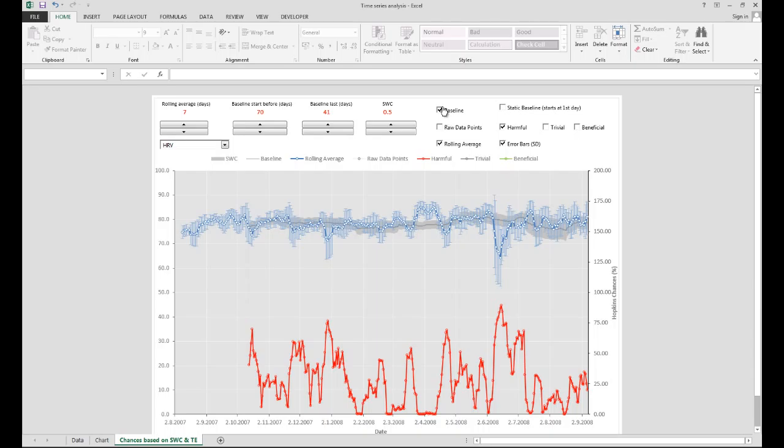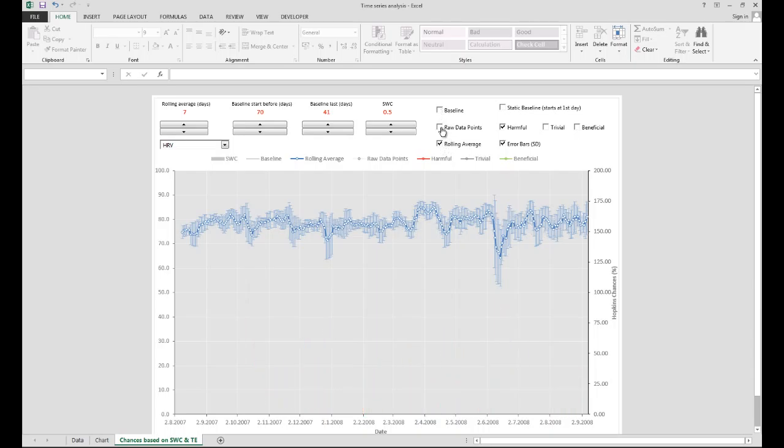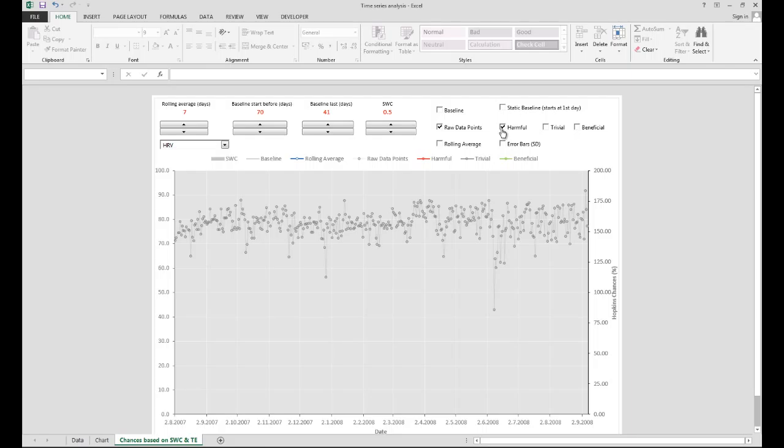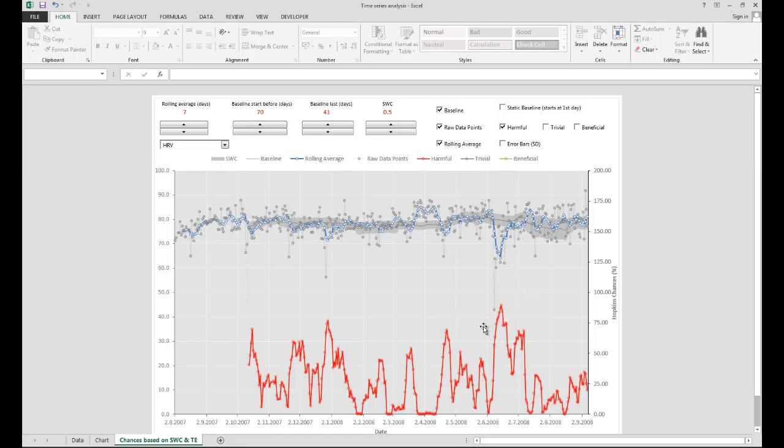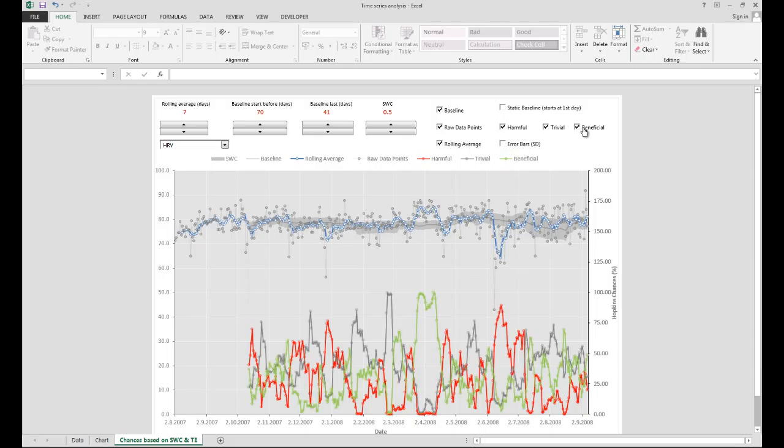So long story short, we started with raw data points that look like this. Again, it looks like, I don't know, something that we cannot pull anything out of at first sight. And then we developed baselines and rolling averages, and we acquire chances of a certain change being harmful, trivial, or beneficial.